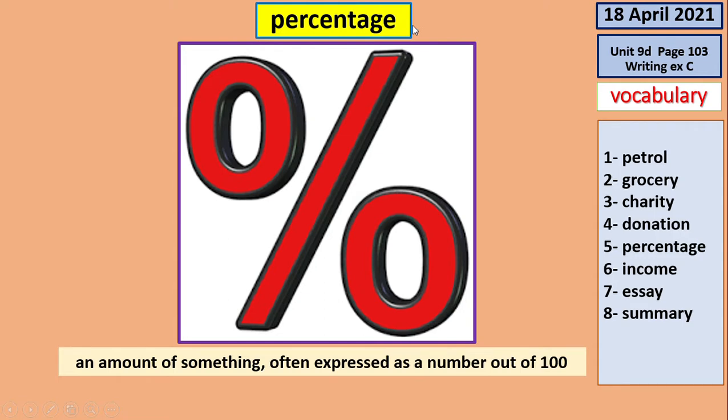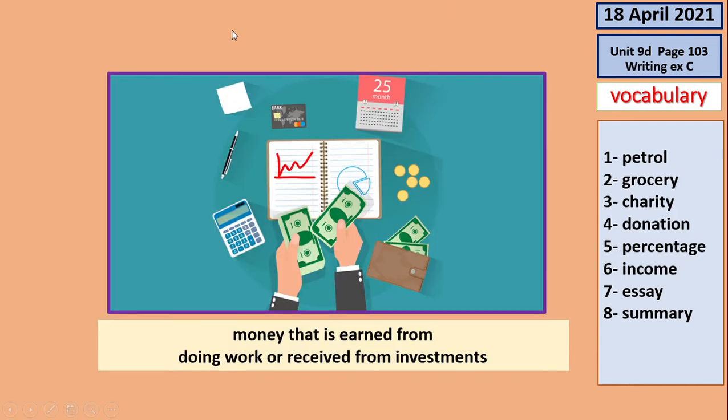What about this one? Yeah, percentage. We say 100 percent. Percentage means an amount of something, often expressed as a number out of 100. So a number out of 100, we call this one percentage.